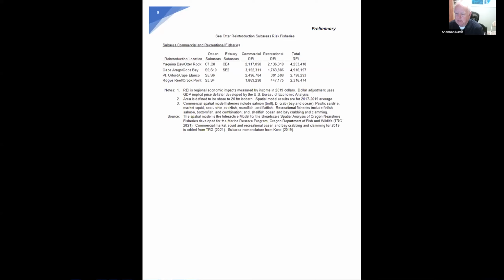Anyway, we're able to specify these 4 regions in the model, and the output is under various dollar values, including accessible value for the commercial, number of trips for recreation. But tonight, because these are side by side, I just want to express it in units of regional economic impacts. That is the income created in 1 year from these areas. So in this graph, it's all fisheries. The next graph, I'm just going to show you the fisheries that are under the gun from the reintroduction.